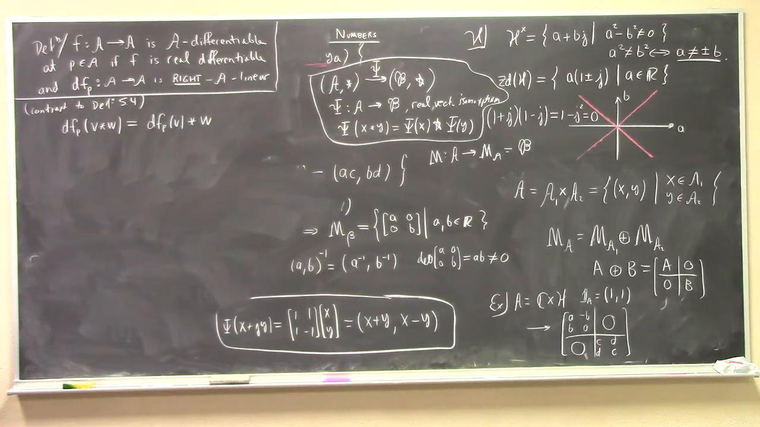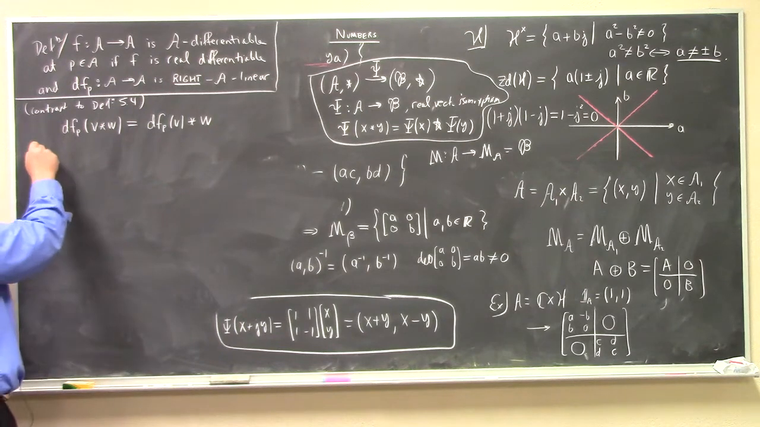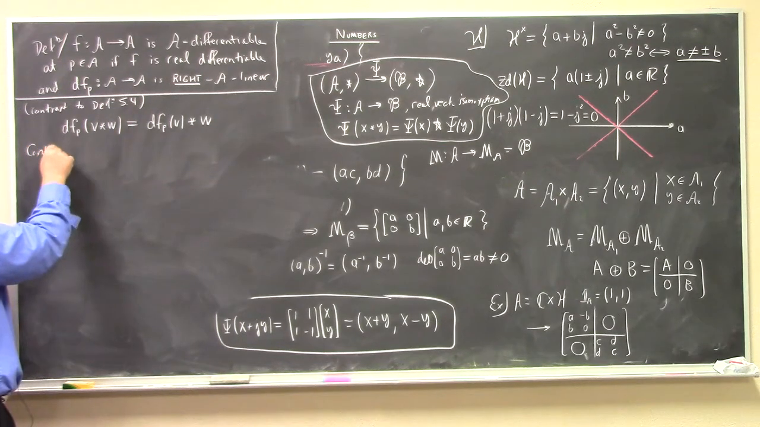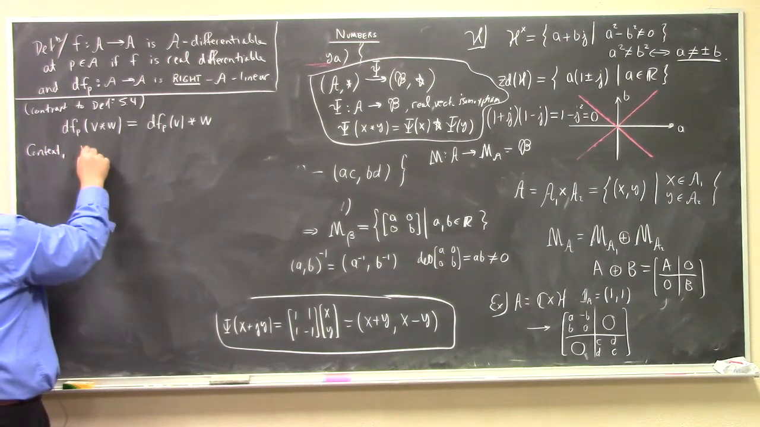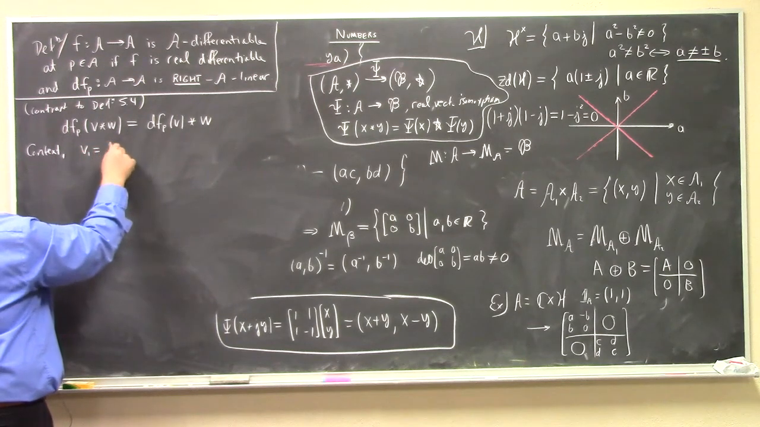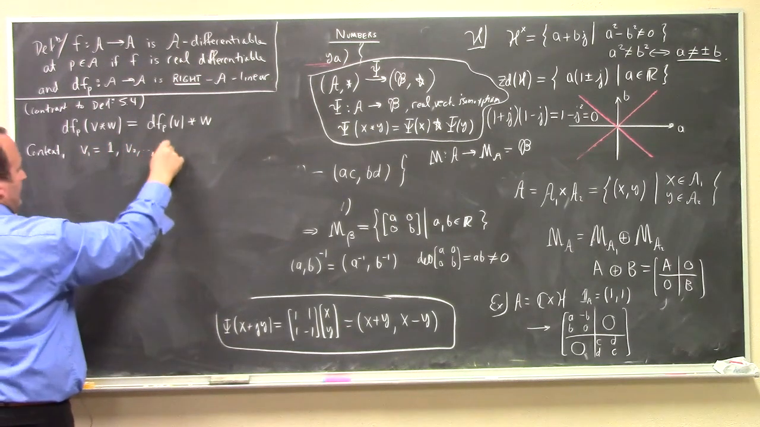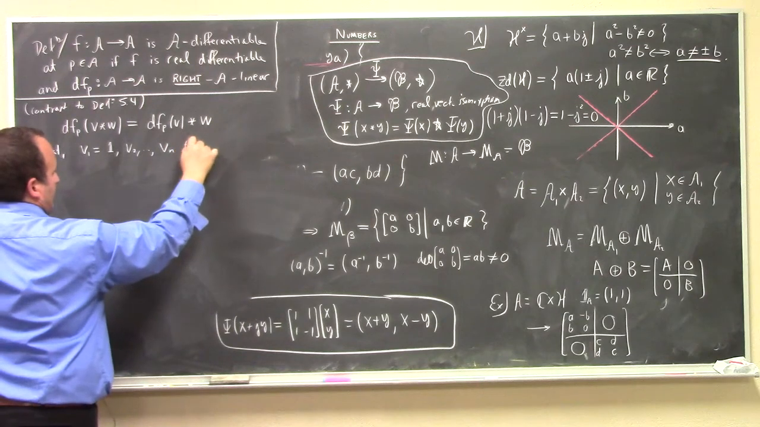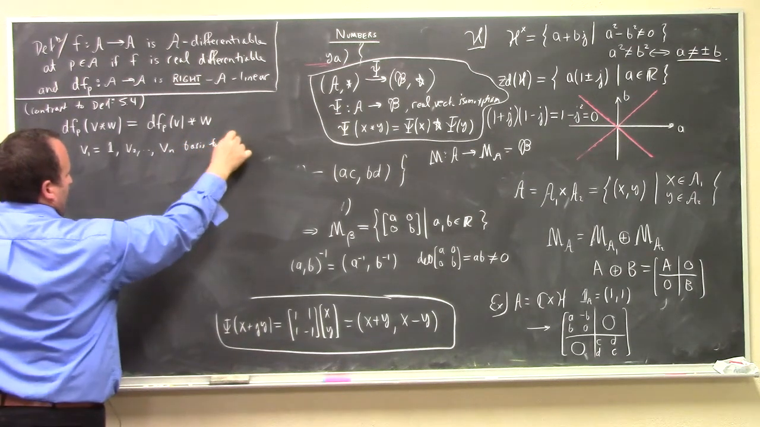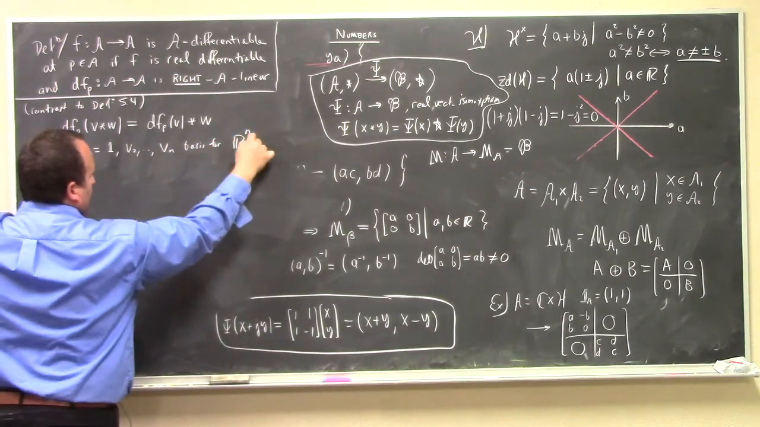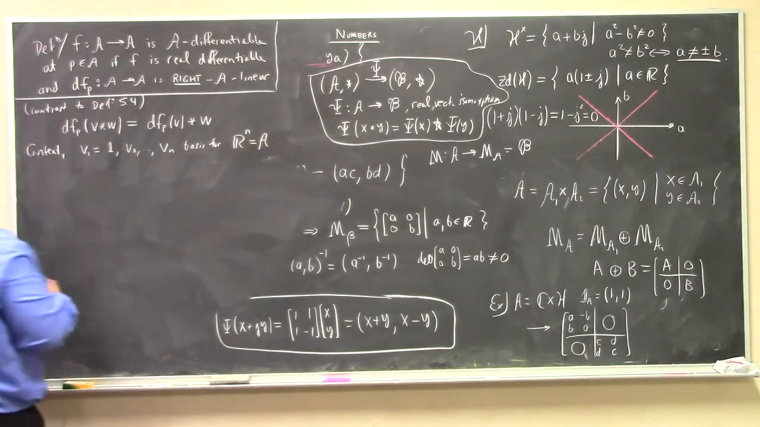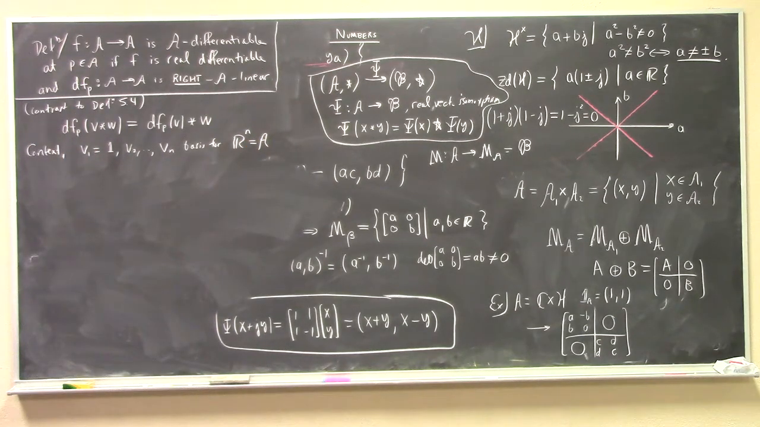So let's just focus here. Context: let v1 equal the identity again, and then v2 through vn a basis for R^n, which I'm going to think of as being A. Again, this specialization is not necessary. It's just convenient for saying the most interesting things.